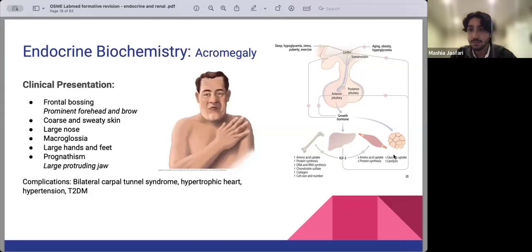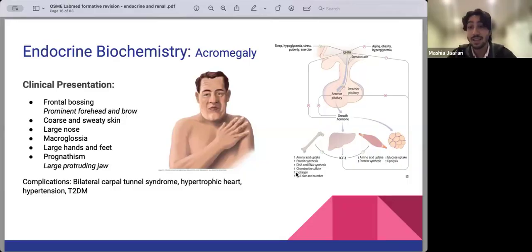No. Okay. So if you look at the diagram on the right, it shows that there's an increase in chondroitin sulfate because of growth hormone, and that is a glycosaminoglycan that can deposit in the carpal tunnel and lead to carpal tunnel syndrome. In terms of the heart, usually it can lead to problems with the heart, and this is usually in kids.